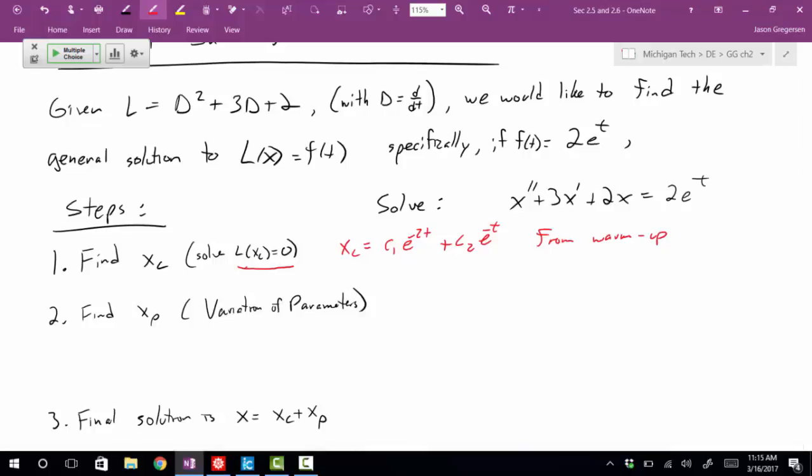And if we jump to that last step, the whole idea is our general solution to this differential equation is that complementary solution plus this extra piece. Now we start finding what is the extra piece. Okay? So there's a couple different ways we can find xp. One is variation of parameters. That's what we're reviewing today.